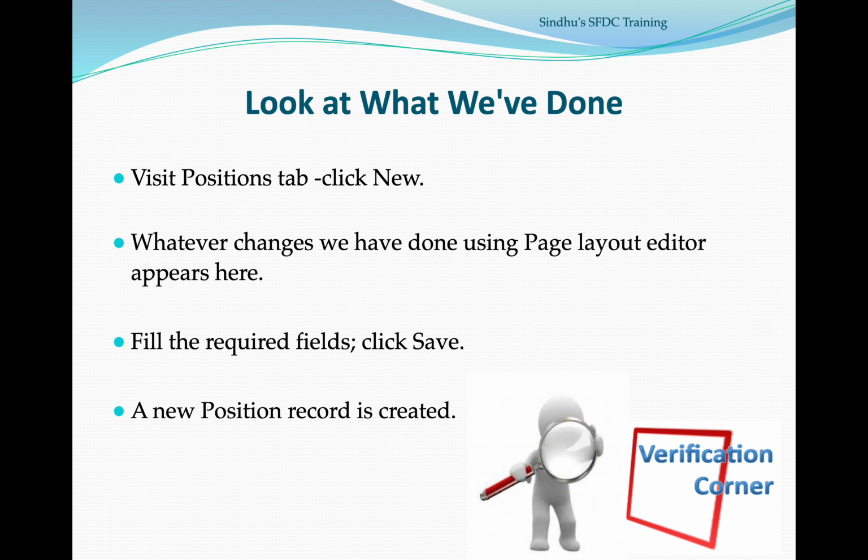Now we are going to check all the customizations we have done in page layout editor. How to check that? We have to go to our recruiting app which we created earlier, and then we have to click on position tabs, and then you have to click new to create a new record. Whatever changes you have done using page layout editor have to appear there. You have to fill the required fields, and then you have to click save in order to save the record. After that, a new position record will be created.